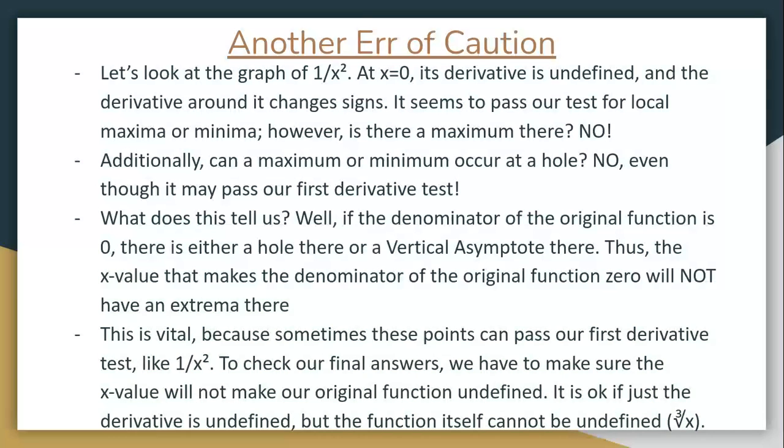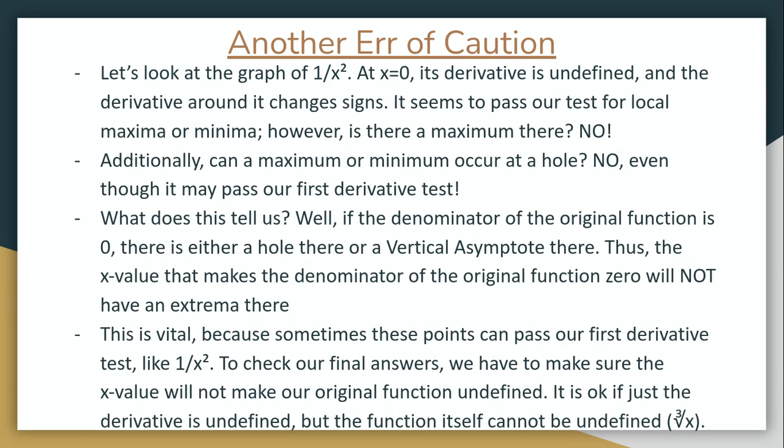Well, if the denominator of the original function is 0, there is either a hole or a vertical asymptote there. Would you agree with that? Yeah. Right. Thus, the x value that makes the denominator of the original function 0 will not have an extrema there, even if it passes the derivative test. Cool with that? Yep. Okay.